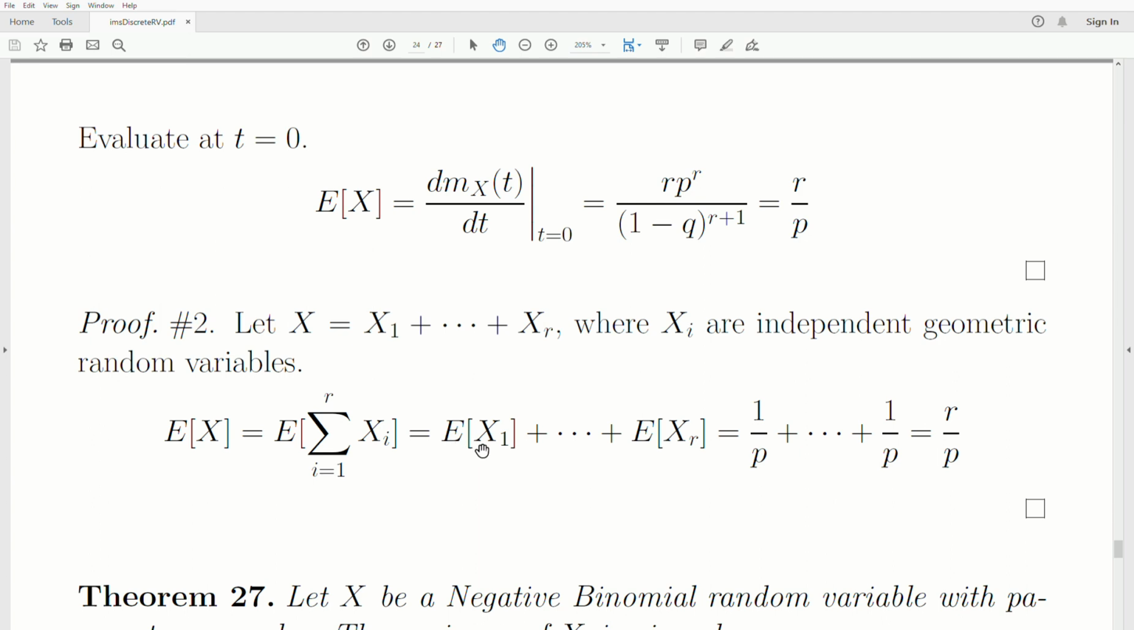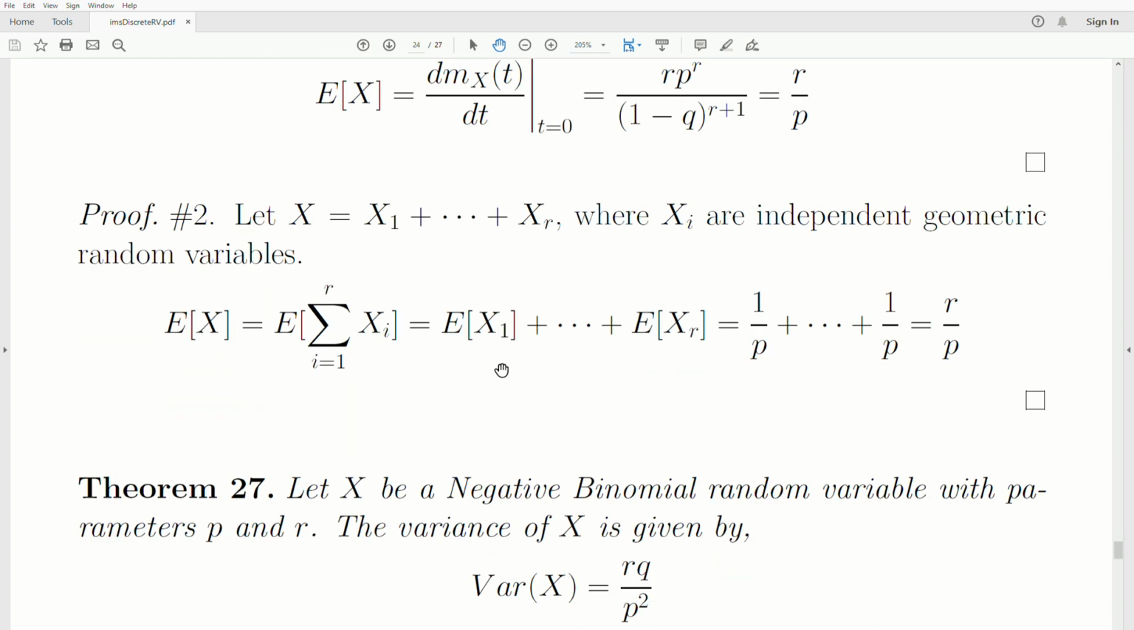And then it's the sum of the variables, and each one is a geometric distribution. And so its expected value is 1 over p, but there's r of them, so it's r over p, and that's what we wanted to show.